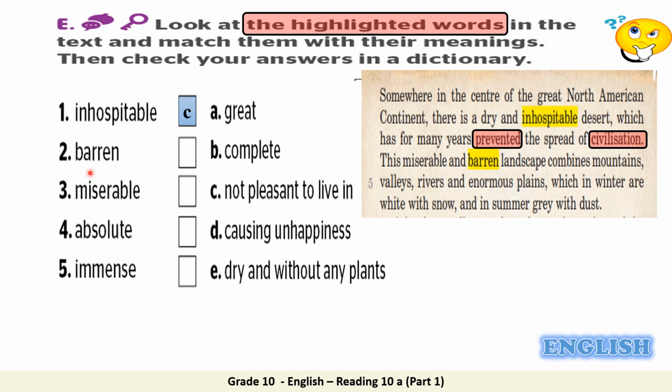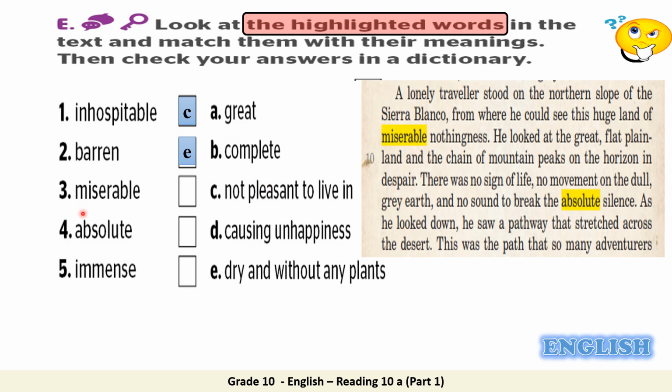Another word which is barren. Let's find out the context clues together. This miserable and barren landscape combines mountains, valleys, rivers, and enormous plains. Do you expect to find plants in mountains? Does the word barren give positive or negative meaning? That's right, it gives also negative meaning. So we have mountains here. So the correct answer is E, which is dry and without any plants.